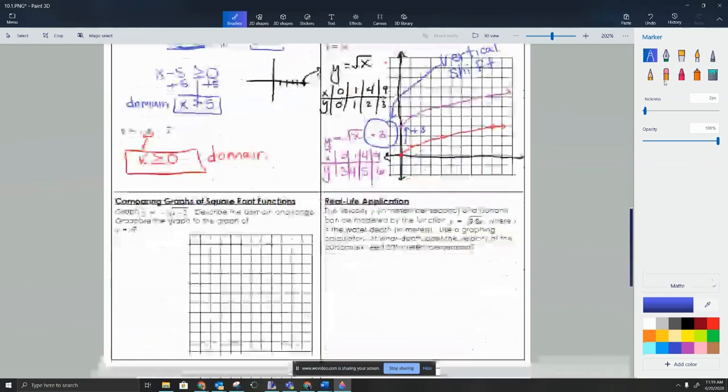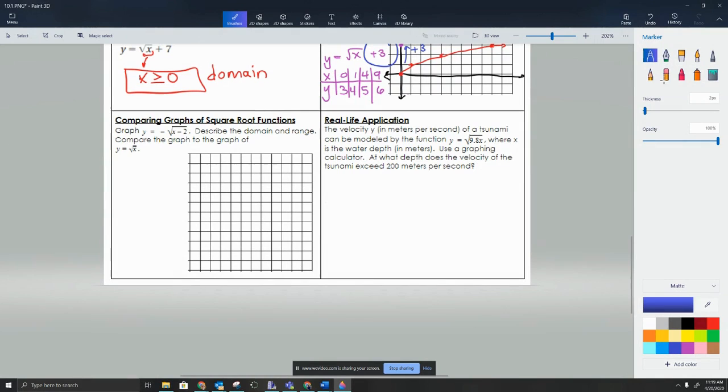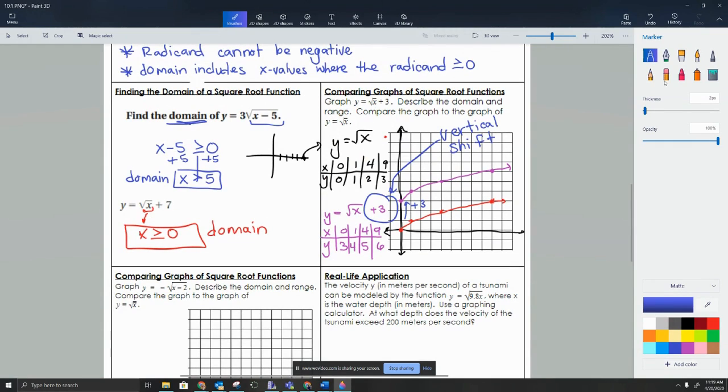All right, so let's look at the next one. Compare negative the square root of x minus 2. Describe the domain and range. And we didn't really do that up here. So the domain of both of these would be x is greater than or equal to 0. And the range of this first graph we put on here, that would be y is greater than or equal to 0. And the range of the second line right here would be y is greater than or equal to 3. Okay, and we can write that down here. Well, it doesn't matter. You get it.